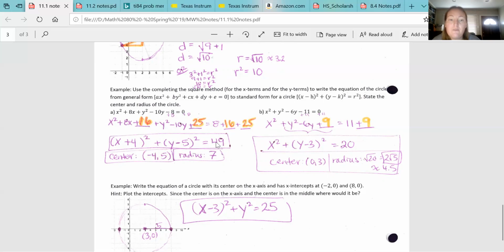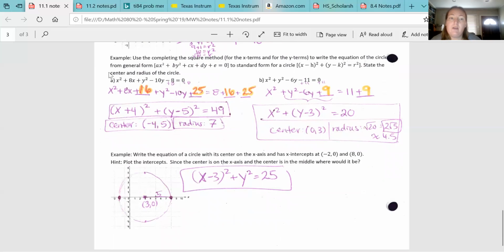Versus if they were different, if you had a coefficient, then you'd go a different distance in the x and in the y, creating an ellipse. And then if you have a negative in front, you end up with a hyperbola.